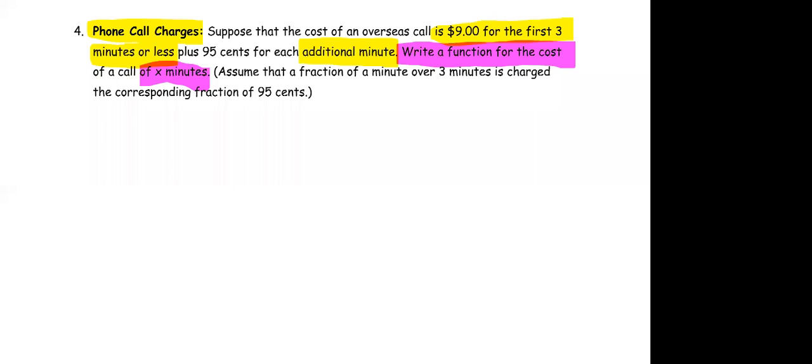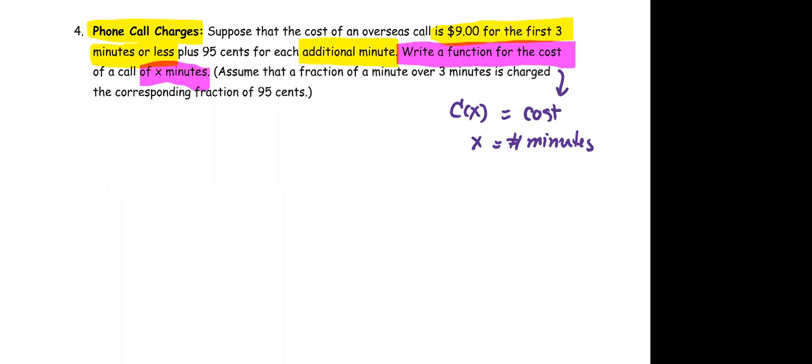From the information that we have, your goal is to find the cost function, and I'm going to name it C(x). Okay. And what is x? x is the number of minutes. So this is the total cost, or the cost, and the x is the number of minutes.